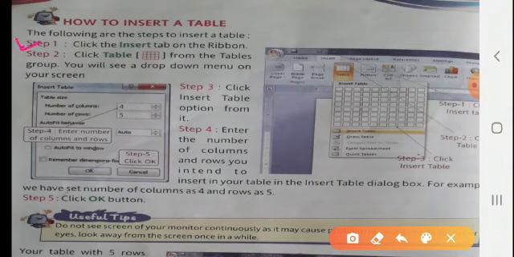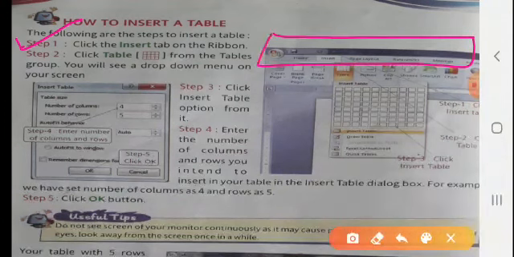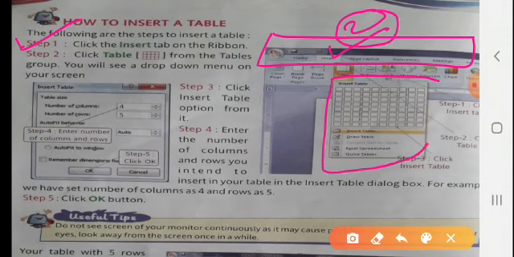First one is click the Insert tab on the ribbon. This is our ribbon, and the Insert option is given at the second number. Here you have to select it, then click Table. From the Tables group you will see a drop down menu on your screen. After clicking on Table, this drop down list is given. Step third, click the Insert Table option from it.